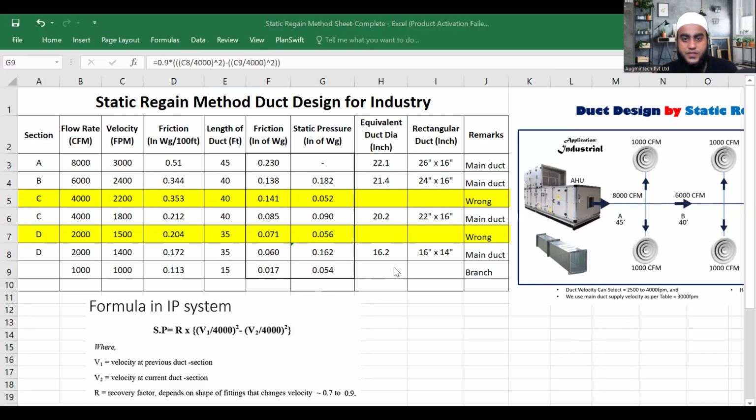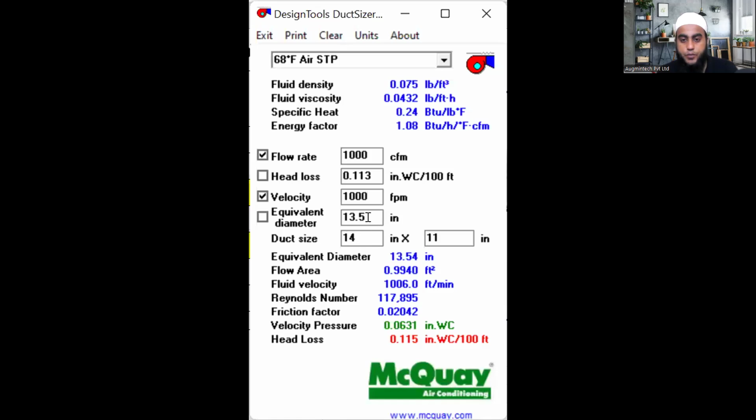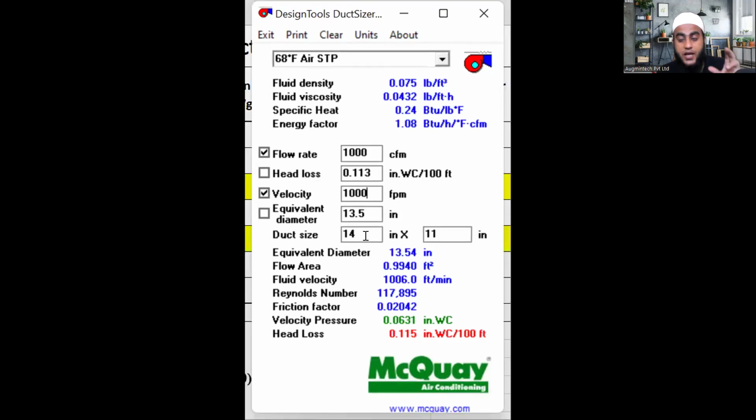Now tell me, for the same velocity, how much have we got? 13.5 equivalent diameter, duct size, see. I have told you always, in the branch duct you have to take the height of the duct less than whatever you have taken in the main duct. You remember that in the main duct, in the last section, we have taken a height of 14 inch. So for the branch duct, take the height less than 14 inch. Suppose I go for 12 inch, then the width is coming 13 inch. Don't take any non-standard value here; better to take 14 inch. So 12 inch by 14 inch, and the equivalent diameter that much.